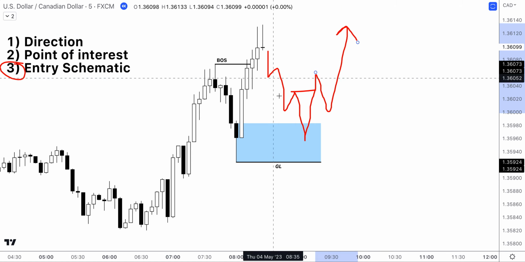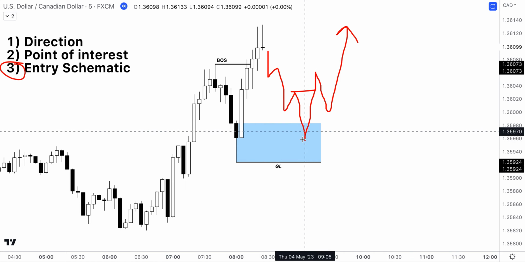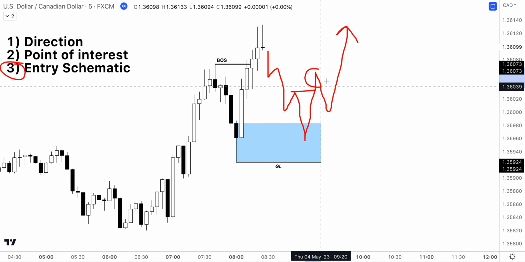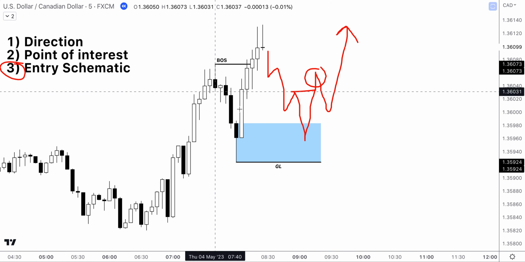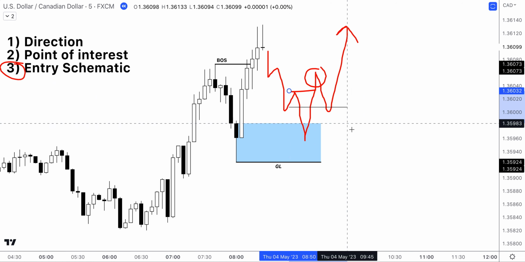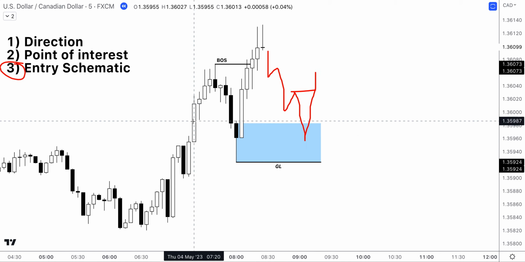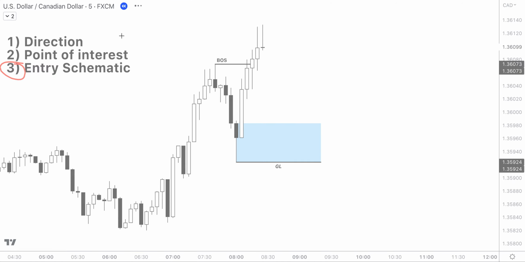So we want to see price come into our point of interest. We want to see a shift, a break of structure to the upside. That's this point here. Once we see the break, we can then look for an entry based on a 50% retracement of this last down leg. And don't worry guys, I'm going to show you exactly what I mean in a moment. So that's our entry schematic, and let's drop this down to the lower time frame.